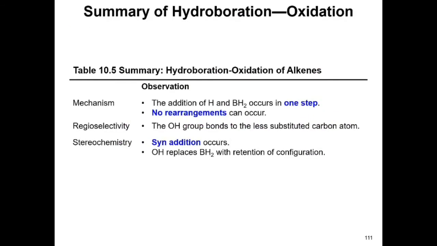And here's the table that summarizes the hydroboration oxidation of alkenes. In terms of mechanism, the addition of the hydrogen and the BH2 occurs in a single step. So it's a concerted reaction. And since there's not going to be any carbocations generated, there's not going to be any carbocation rearrangements. And in terms of regioselectivity, the hydroxy group bonds to the less substituted carbon atom and the hydrogen to the more substituted carbon in an anti-Markovnikov addition. And finally, in terms of stereochemistry, we have a syn addition, and the hydroxy group replaces the BH2 with retention of configuration.